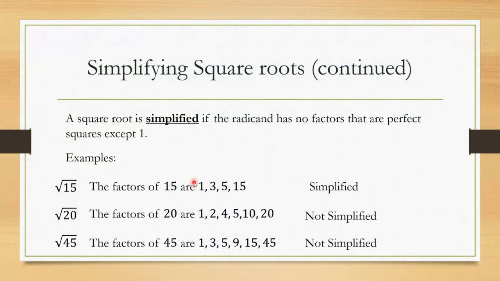Well, let's do some examples then. So again, to be simplified, the radicand, what you're taking the square root of, can only have 1. For it to be simplified, it has to have no factors that are perfect squares except 1. 1 is going to be a factor of every number, so you can't get around that.